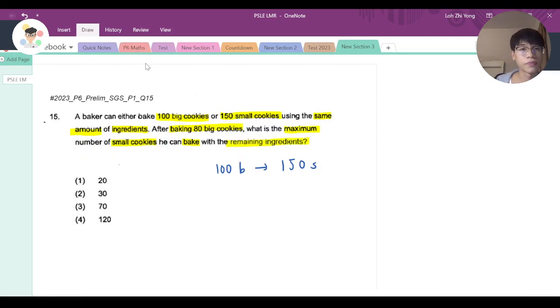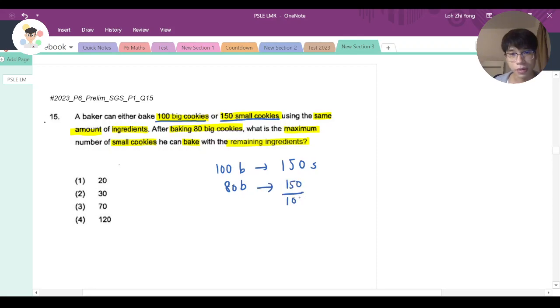So you can just take a look. 100 big ones is equal to 150 small ones. Now, you know that we can bake only 100 big or 150 small. So if I have 80 big already, I'll be like 150 divided by 100 times 80. So I simplify. 15 times 8 is actually equal to 120. Which means that if I bake 80 big already, it's equivalent to 120 small ones. And now the question asks for the maximum small cookies that you can bake with the remaining.